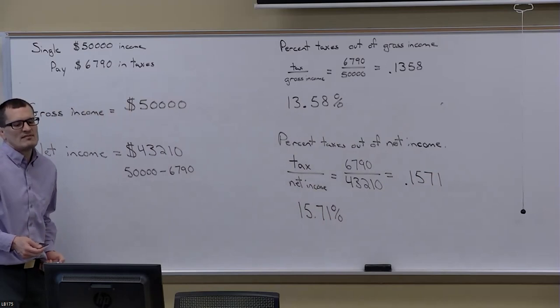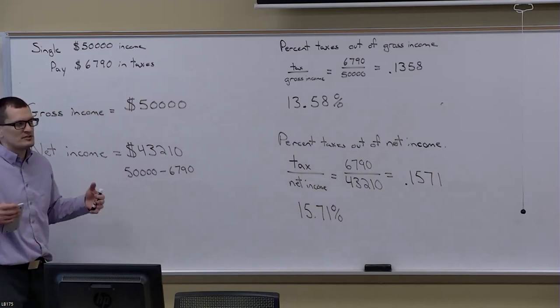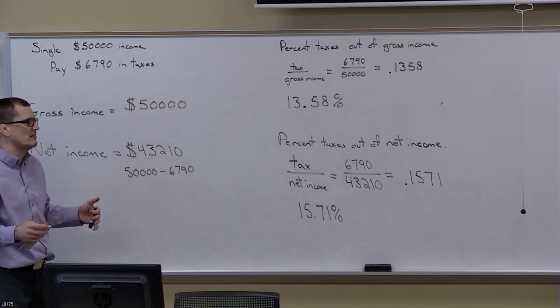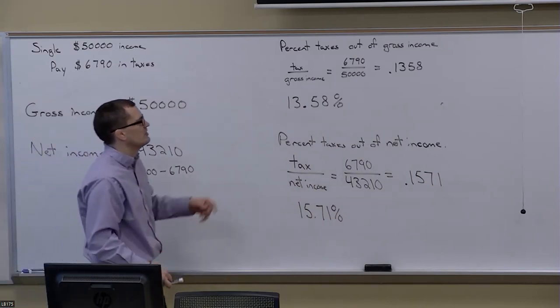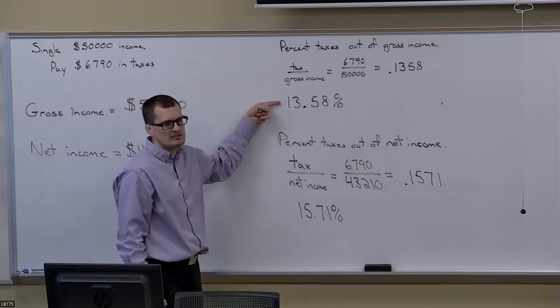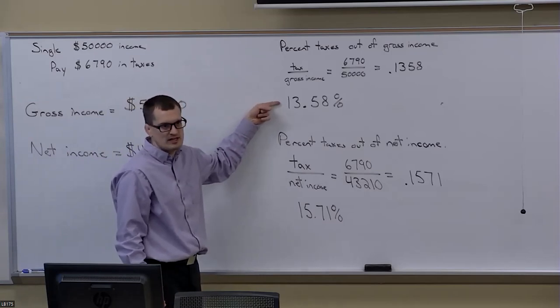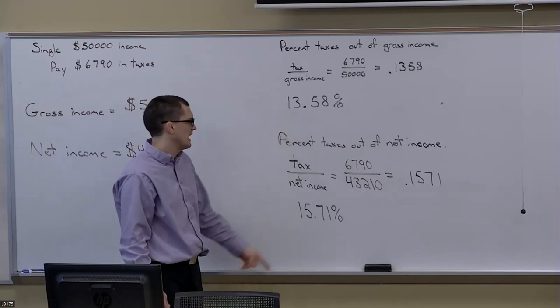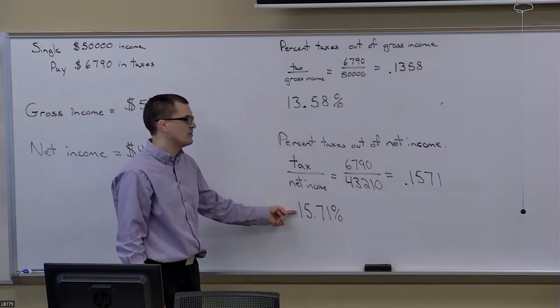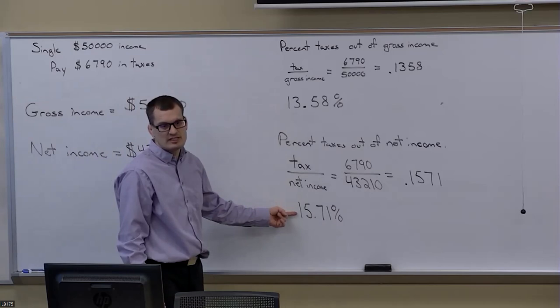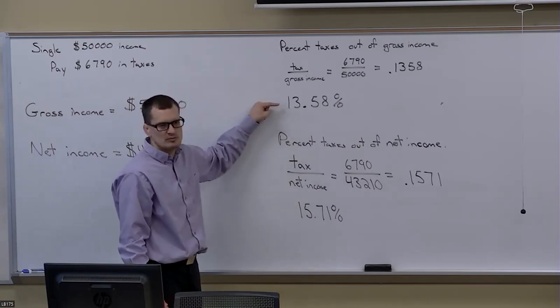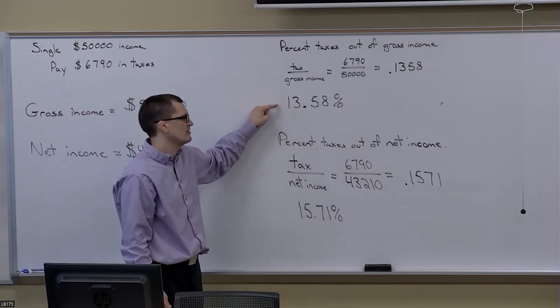So notice that if you take your percentage of taxes out of your gross income versus the percentage of taxes out of your net income, you're paying about 13.5% of your gross income towards taxes and about 15.71% out of your net income towards taxes. This is the one we usually report on income taxes. This is the one that people keep track of.